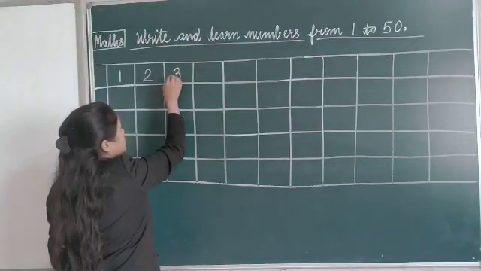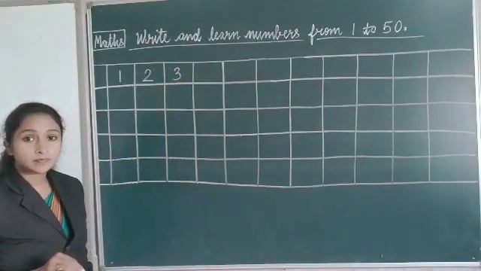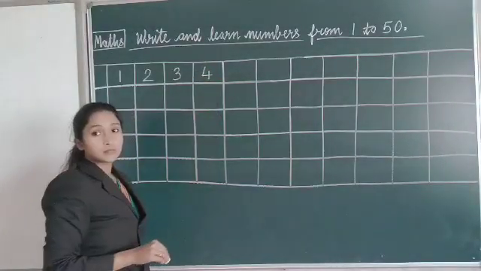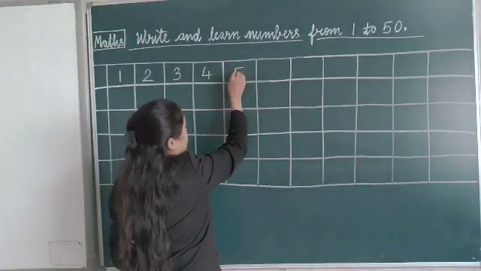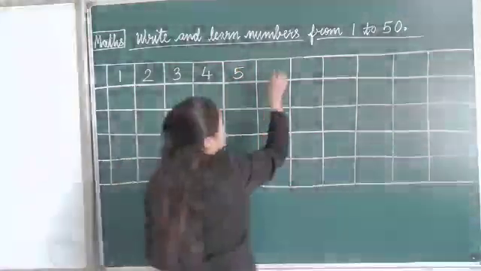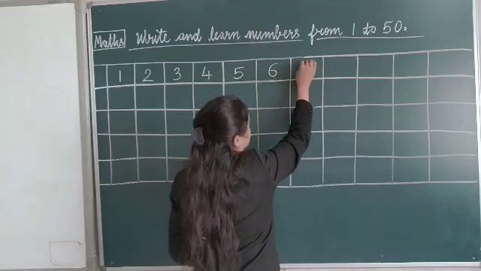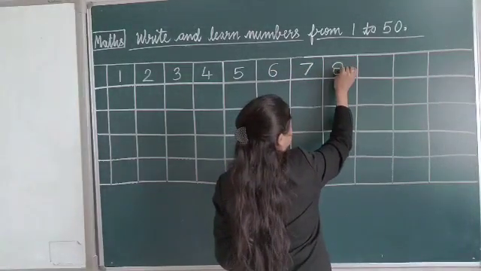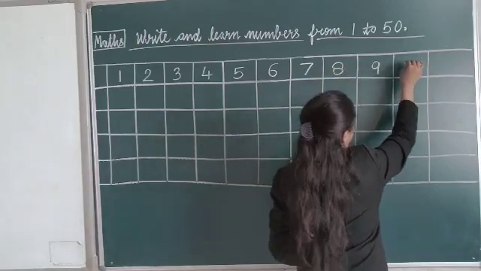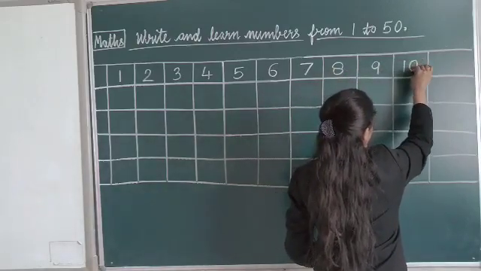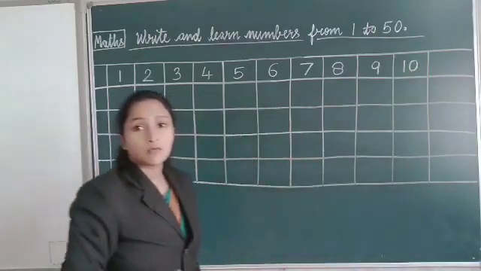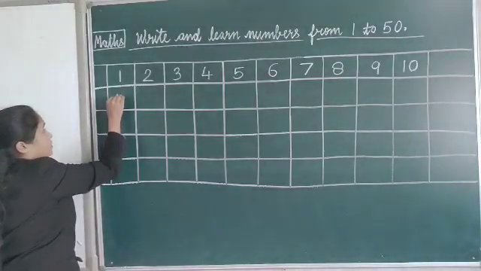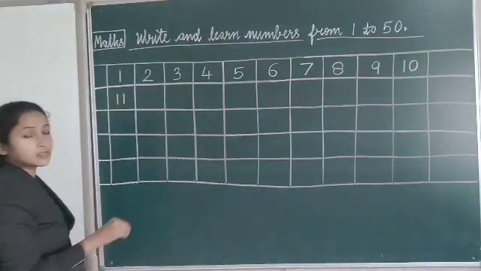Okay. Next. 3. What comes after 3? 4. 5. 6. 7. 8. 9. 1, 0, 10. What comes after 10? 1, 1, 11.